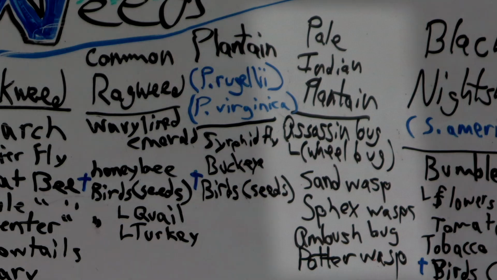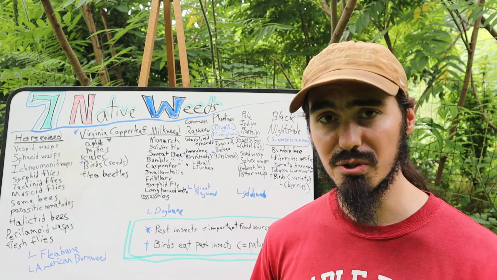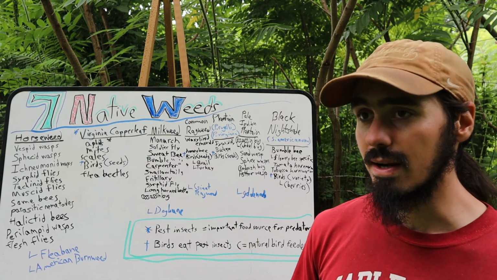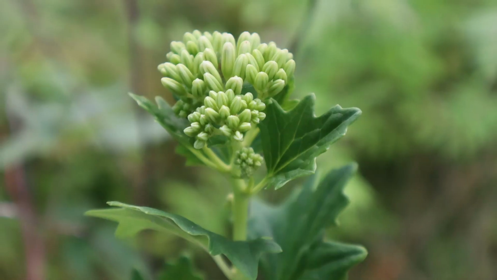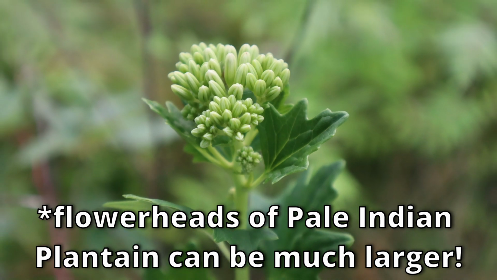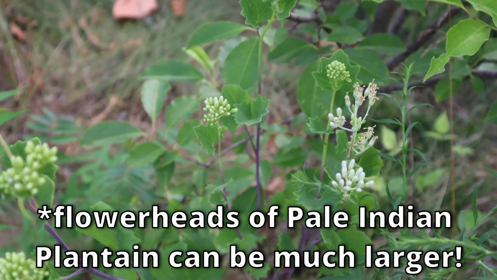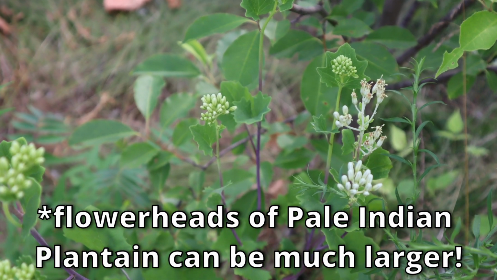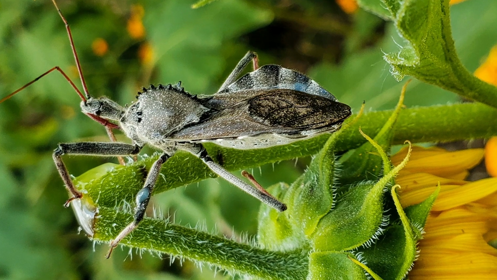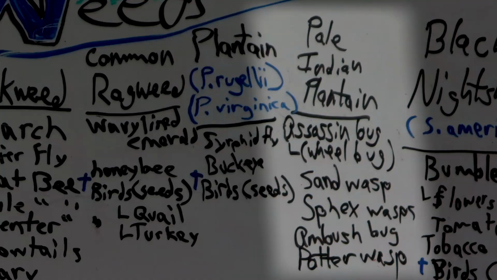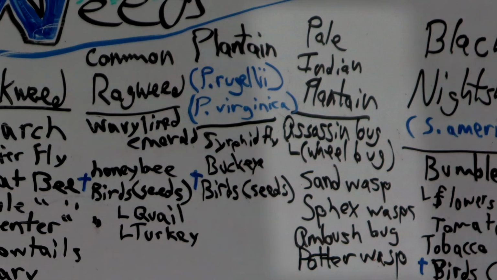This plant is actually in the aster family, so it's somewhat closely related to goldenrod, which I have down here. And so these goldenrods and the pale Indian plantain are plants that can be highly attractive to certain predatory insects like the assassin bugs, especially the wheel bug. But the pale Indian plantain will also attract the sand wasp, the sphex wasps, ambush bugs I've seen on them, and then also the potter wasp, which, if I remember correctly, I think is a type of vespid.